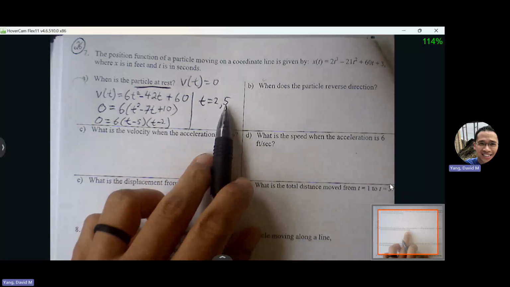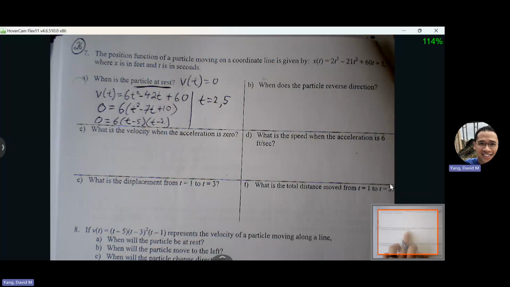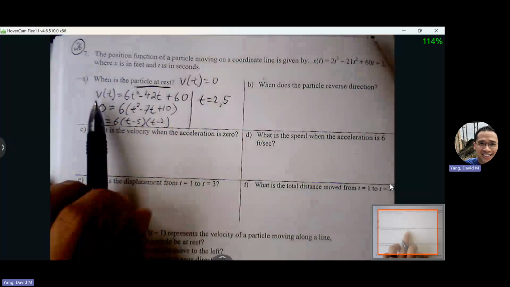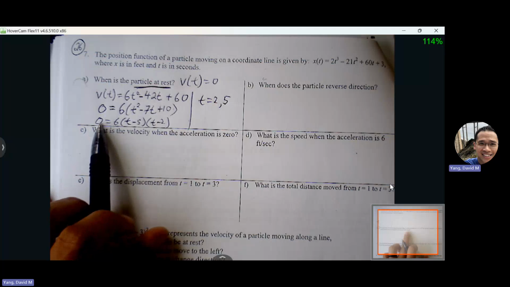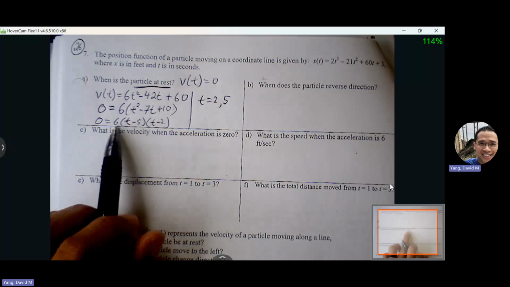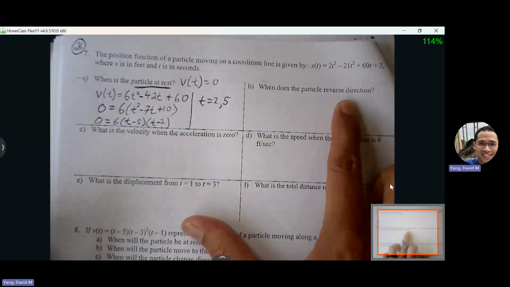That's all we need. It's only asking for when the particle is at rest, so we can stop there. t equals 2 and 5. Well, technically, you're setting 6 equal to 0, but if you set 6 equal to 0, there's no solution there. So we can ignore it. Now, if there was a t sitting out there, then 0 would be a critical point. Okay, when does the particle reverse direction?